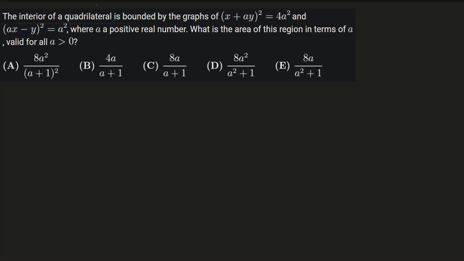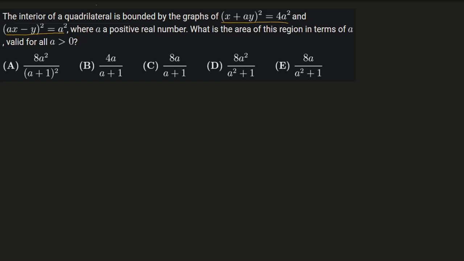Let's look at this problem. This is an interesting analytical geometry problem. It says the interior of a quadrilateral is bounded by the graphs of this form and this form, where A is a positive real number. What is the area of this region in terms of A, valid for all A greater than 0?